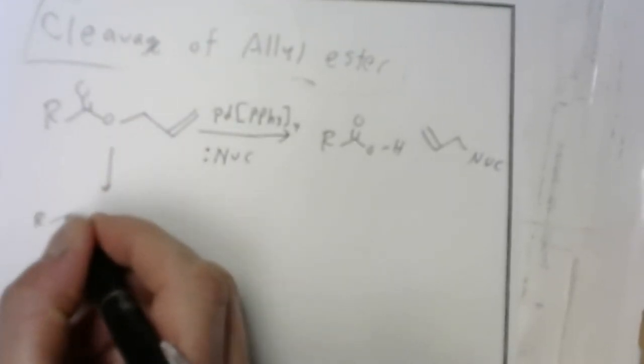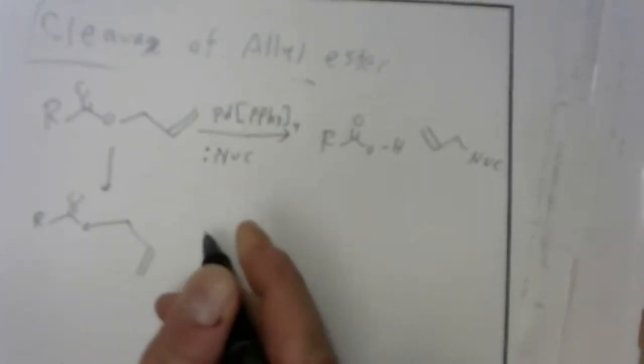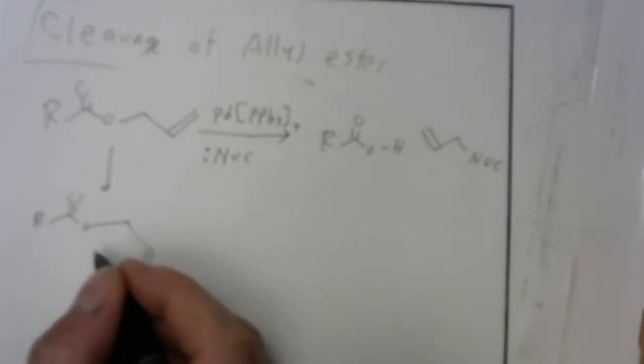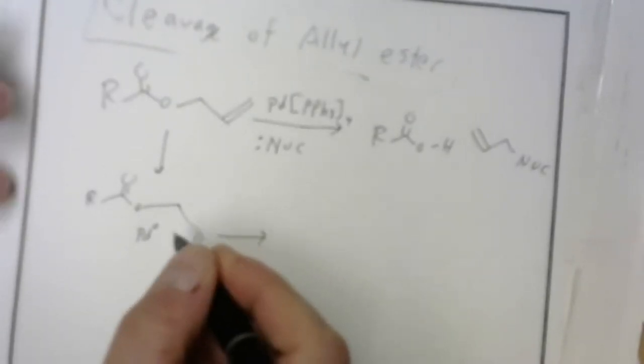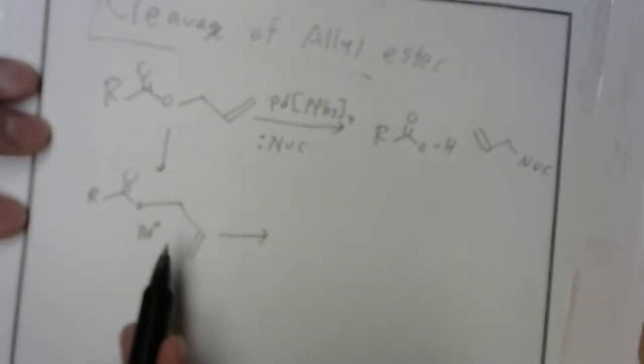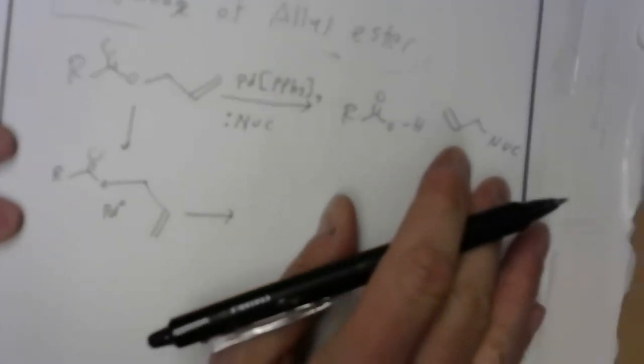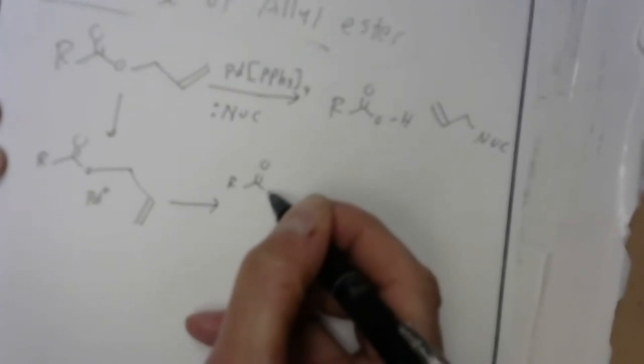Okay, so how does this work? The way it works, I'm going to redraw the ester, kind of poking down, and I'm going to have palladium zero sort of hanging there. It's a little blurry, but you can see what I'm doing. It's Pd0, palladium zero, okay? So what happens is the palladium talks to and interacts with a double bond. So it forms a complex. That looks like this. Palladium, dot, dot, dot, like that.